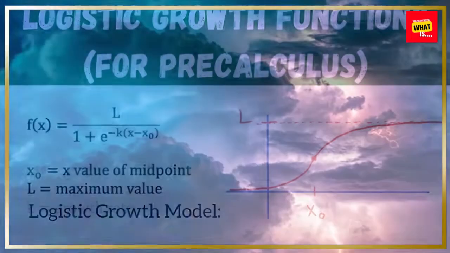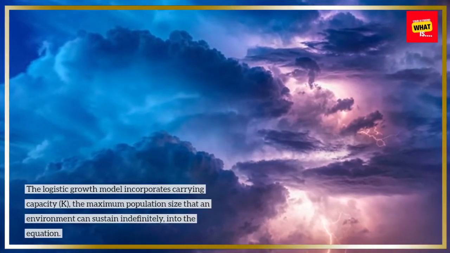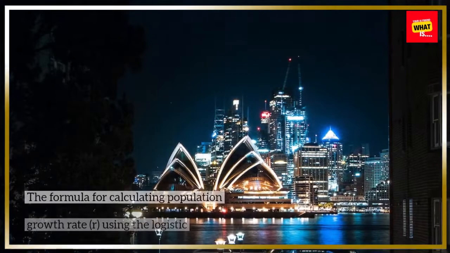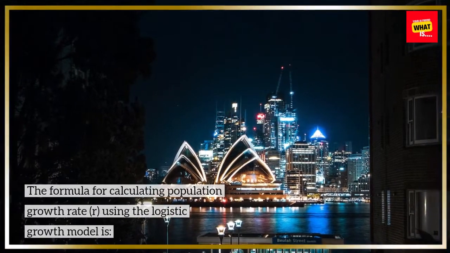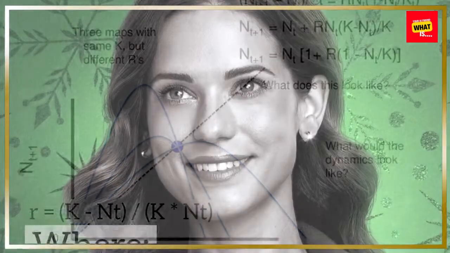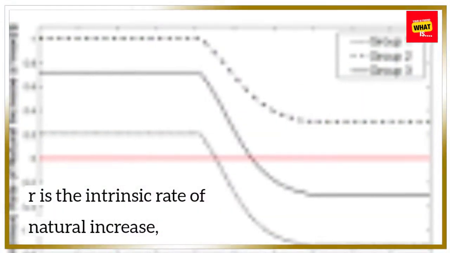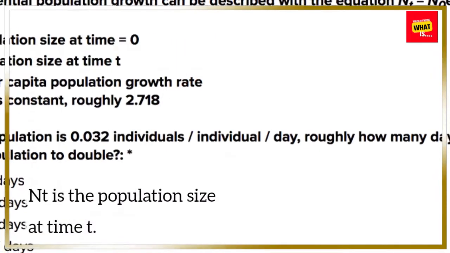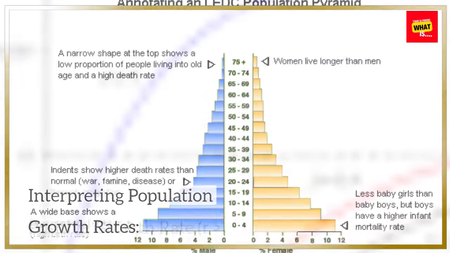Logistic growth model. The logistic growth model incorporates carrying capacity, K, the maximum population size that an environment can sustain indefinitely, into the equation. The formula for calculating population growth rate, R, using the logistic growth model is R equals r(K minus Nt)/K, or r times (K minus Nt) over K, where r is the intrinsic rate of natural increase, K is the carrying capacity, and Nt is the population size at time t.